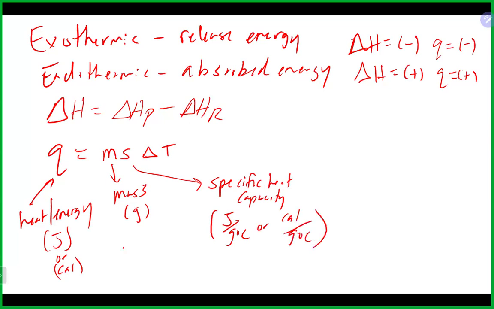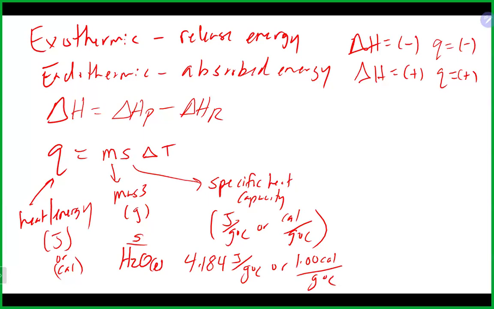Remember that they do want you to know by heart the specific heat capacity of liquid water, which is that 4.184 number, joules per gram per degree Celsius, or 1 calorie per gram per degree Celsius. That also, by the way, is the conversion between joules and calories. So once you remember that number, you should also always know that a calorie is basically 4.184 joules as well.